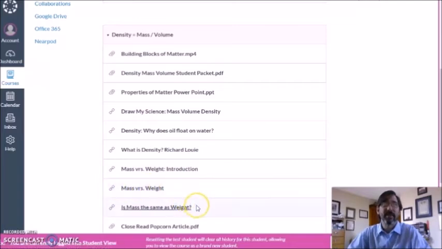And finally, is mass the same as weight? This was a student-created version from a different area of the country, probably an 8th or 9th grade student, but they did a pretty good job. So I've included those 3 videos for you to reinforce the learning for today: mass and weight introduction, mass and weight cartoon, as well as the Is Mass the Same as Weight student-created version.